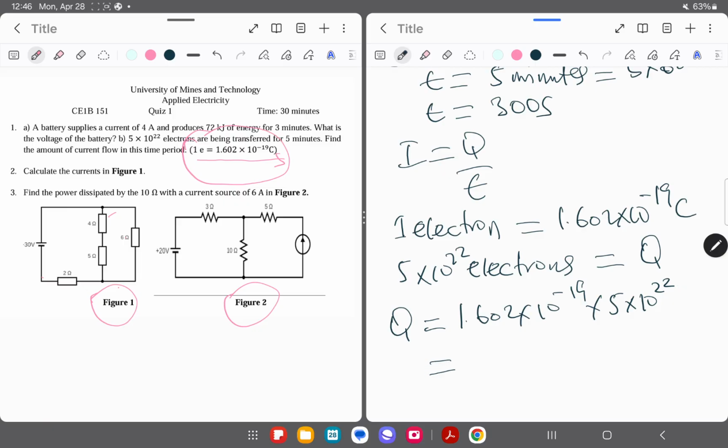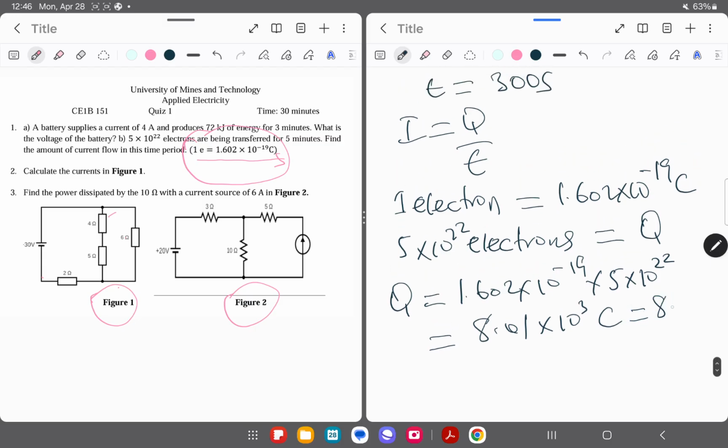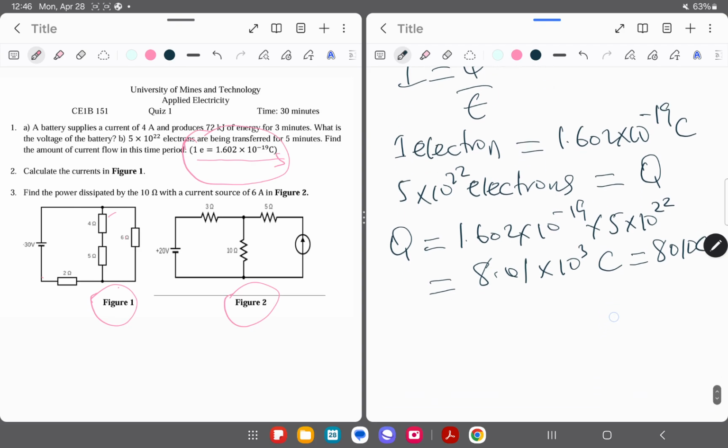So this is going to give me, so you multiply 1.60 by 5, so that's supposed to give you 8.01 times 10 to the power minus 19 plus 22, which gives 3, coulomb of charge, which is going to be the same as 8010 coulomb. So that is my charge.